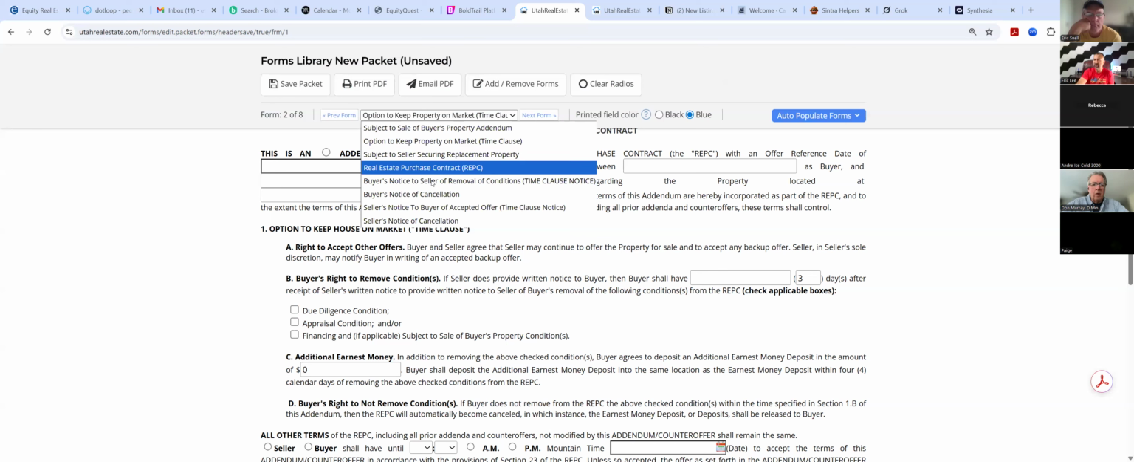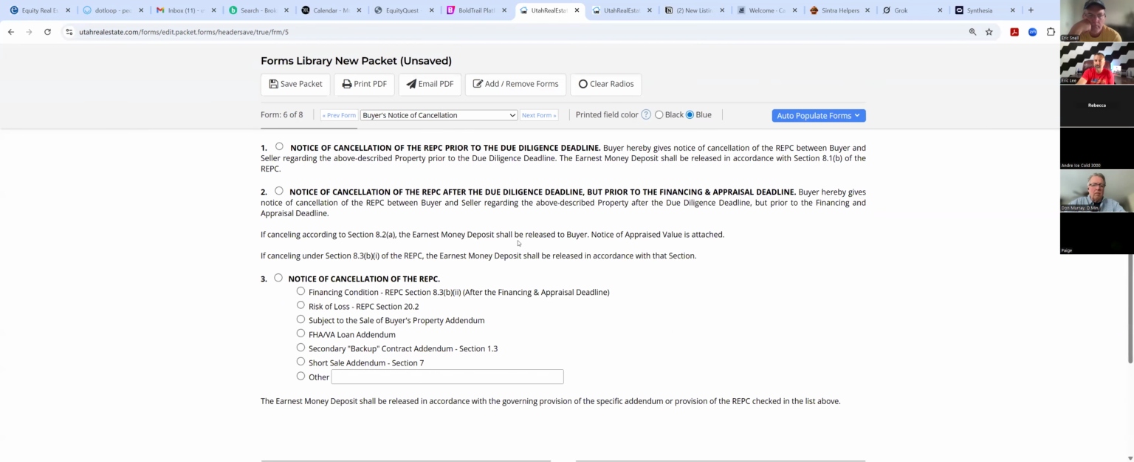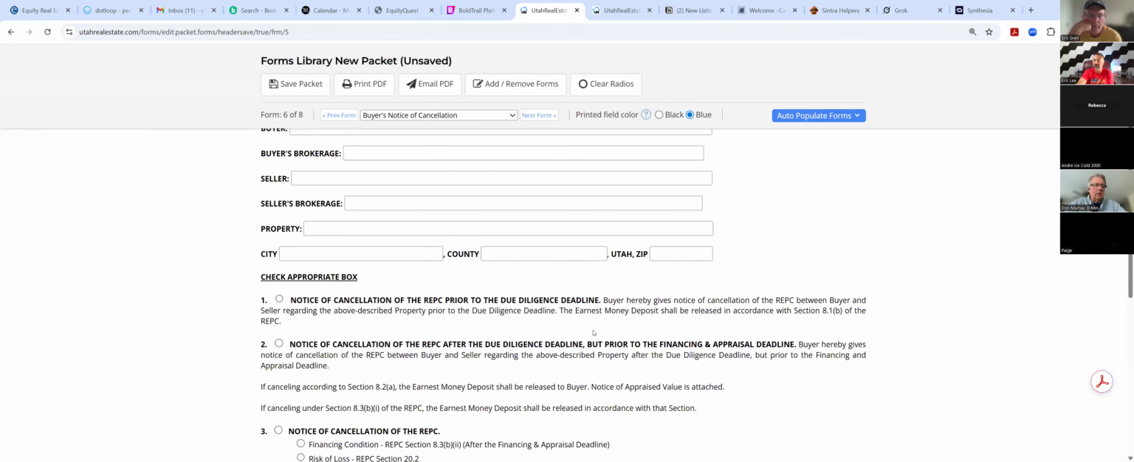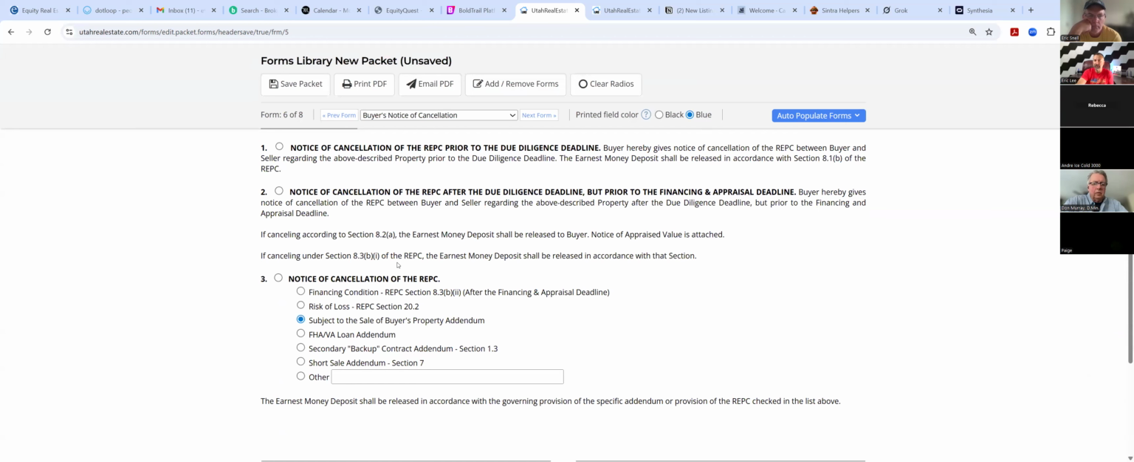There's the notice to the seller that they're removing their conditions. There's a buyer's notice of cancellation. If we look at that form and the buyer chooses to cancel, then one of the ways that they can cancel is they're subject to sell. So if I needed to cancel because I wasn't able to sell my property in time, then again, I'm going to jump down here to number 3, and I'm canceling based on the subject sell a buyer's property addendum.